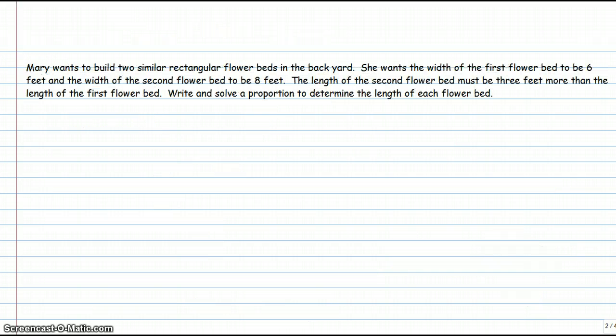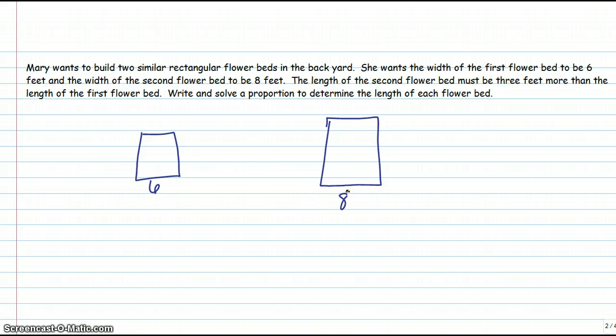Alright, next problem. Mary wants to build 2 similar rectangular flower beds in the backyard. She wants the width of the first flower bed, so let's first draw a rectangle. The width of the first flower bed to be 6 feet, and the width of the second flower bed to be 8. So the second flower bed apparently needs to be bigger. Okay. The length of the second flower bed must be 3 feet more than the length of the first flower bed.